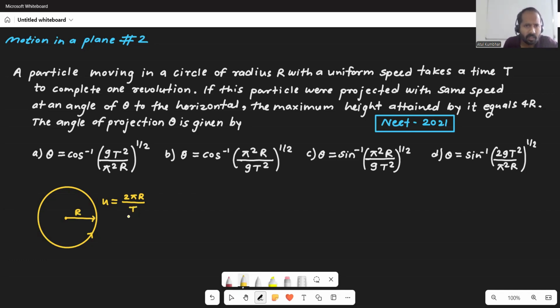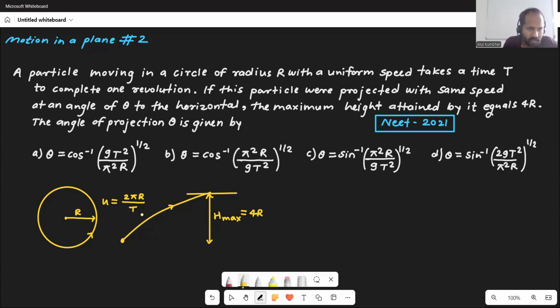Now, if the same particle is thrown at an angle of theta with the same speed, let's throw that particle here. It can be like this, let's say. It will attain projectile motion, right? So it will be like this. Now, it reaches the maximum height, and that height equals 4r. So here it reaches the maximum height. Let's say that is h max, and that is equal to 4r as it is given.